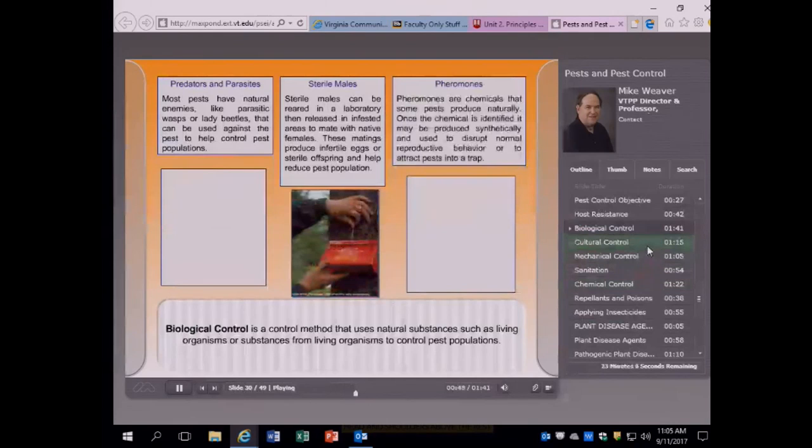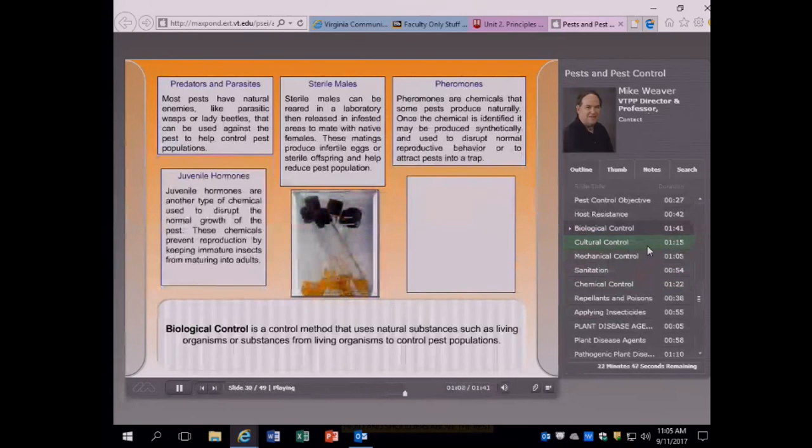Another biological control measure is the use of pheromones. Pheromones are chemicals that some pests produce naturally. Once the chemical is identified, it may be produced synthetically and used to disrupt normal reproductive behavior or to attract pests into a trap.